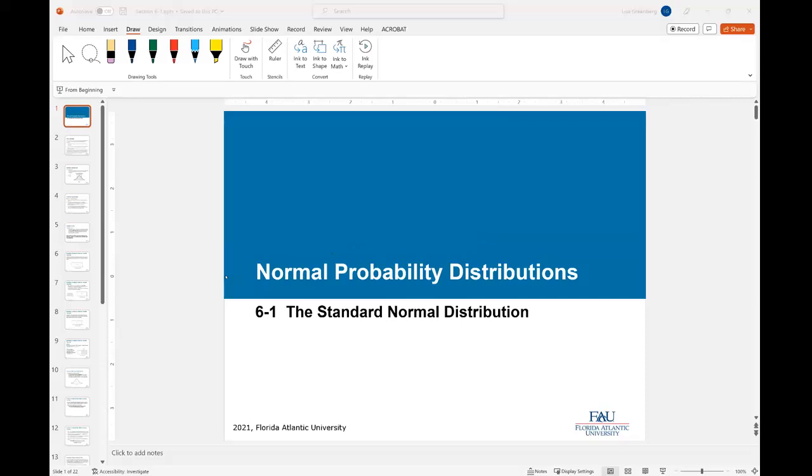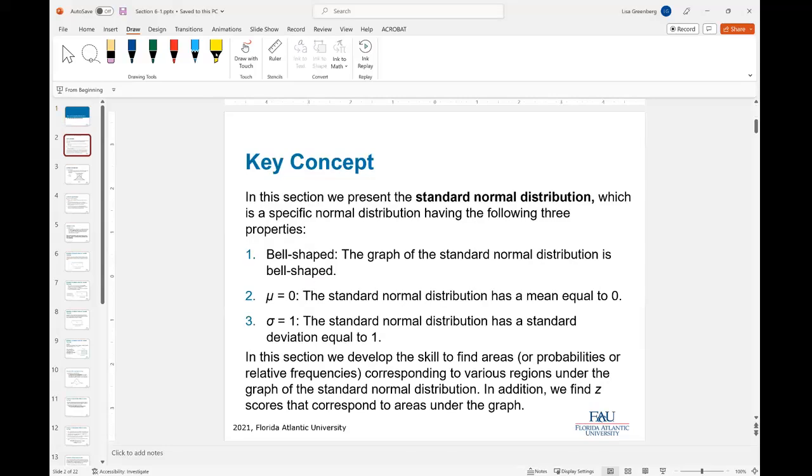Hey, everybody, and today we're going to be working on 6-1, which is the standard normal distribution. Basically, in here we have these key concepts. In this section, we present the standard normal distribution. This is a specific normal distribution having the following three properties.